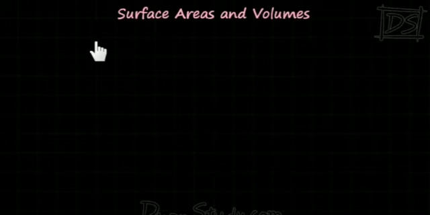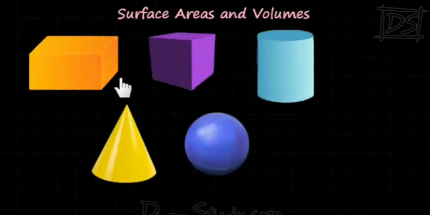Today we are going to discuss surface areas and volumes. In this chapter we are going to see the surface area and the volume of some basic solids like cuboid, cube, cylinder, cone and the sphere. Students, we have learned this basic concept in our previous classes even. We have found out the surface area and the volume of these basic solids.